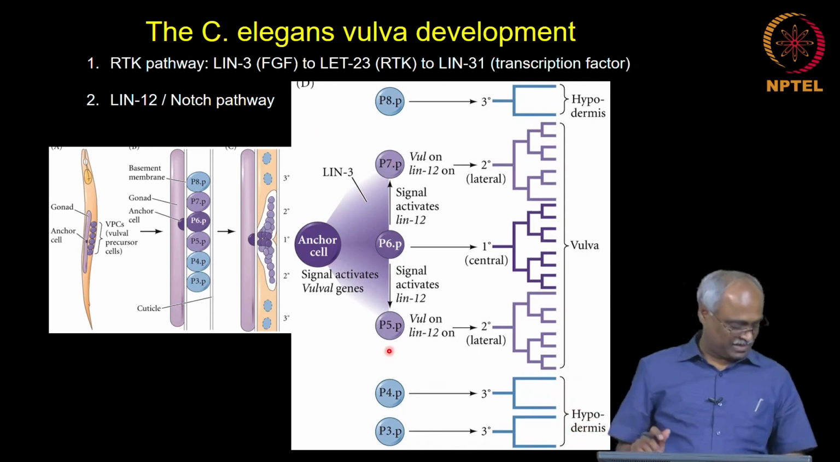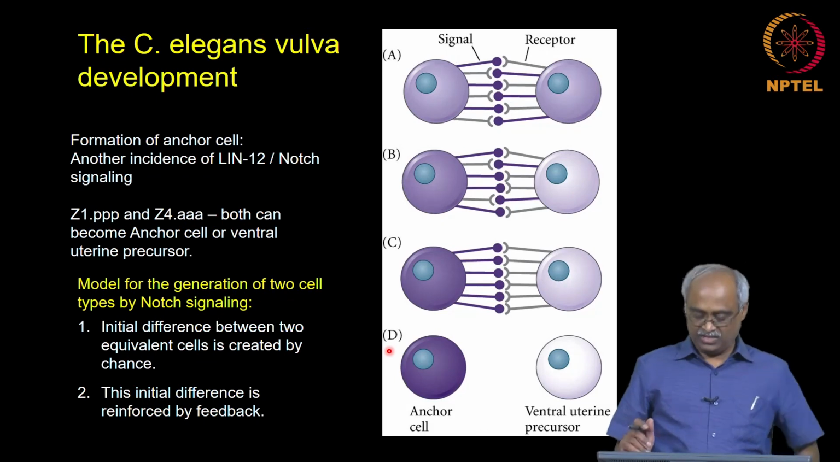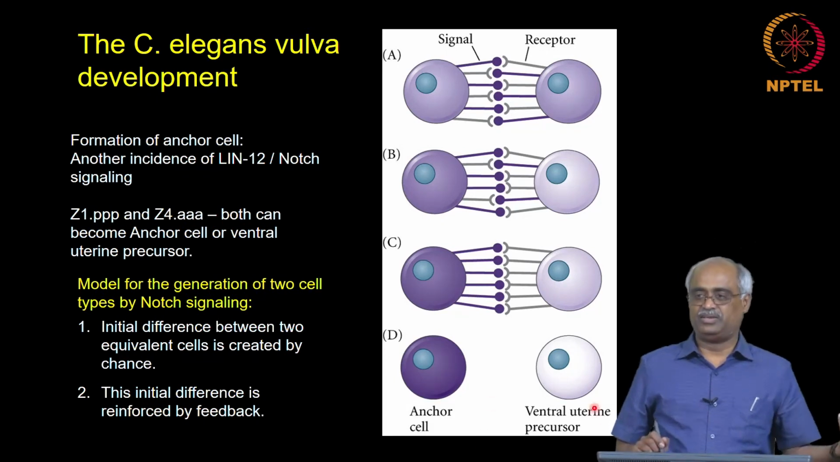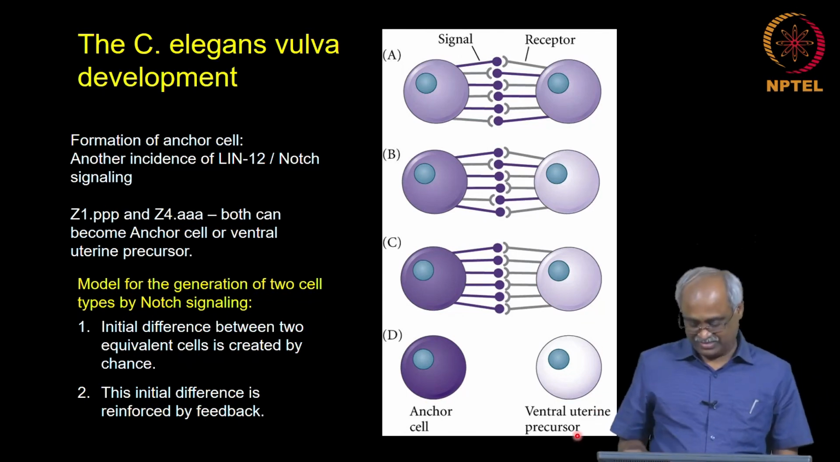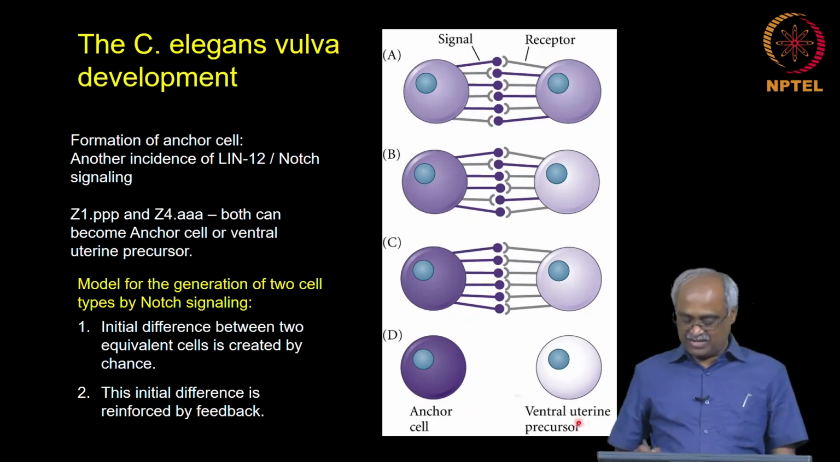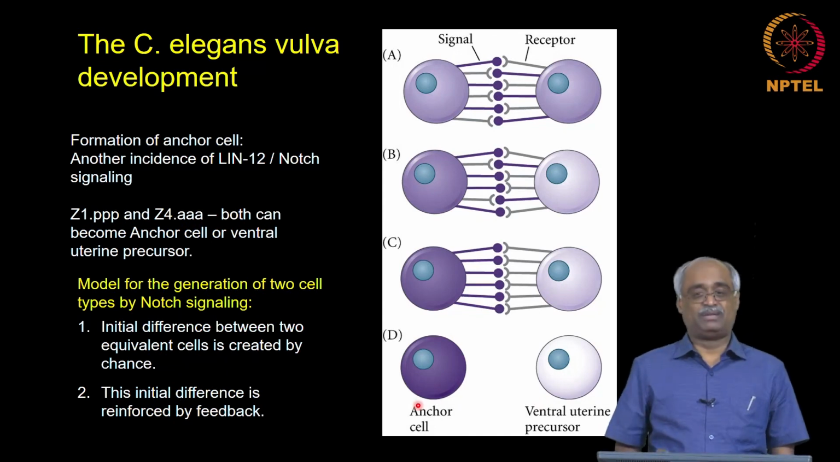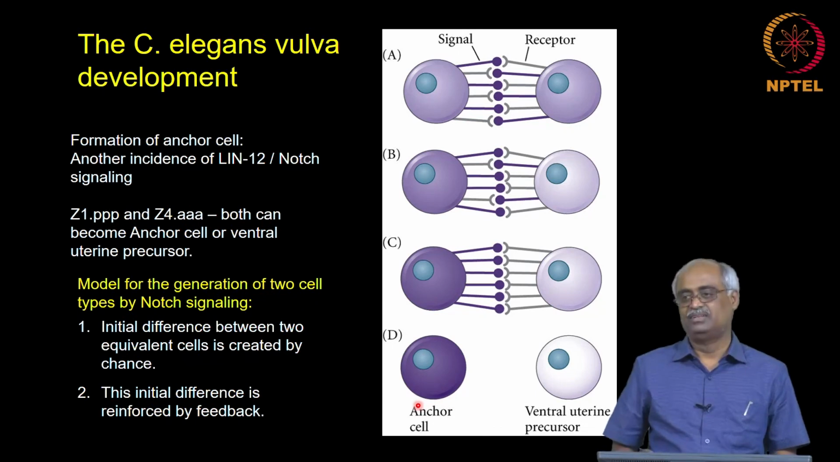One of them can become, so that is illustrated here, a ventral uterine precursor cell. You need to make the uterus, right. So the ventral part of it requires this cell, the sister of the anchor cell, and the other one is going to become the anchor cell. So either one can take either one of the two fates. Both are capable of becoming anchor cell, both are capable of becoming ventral uterine precursor.